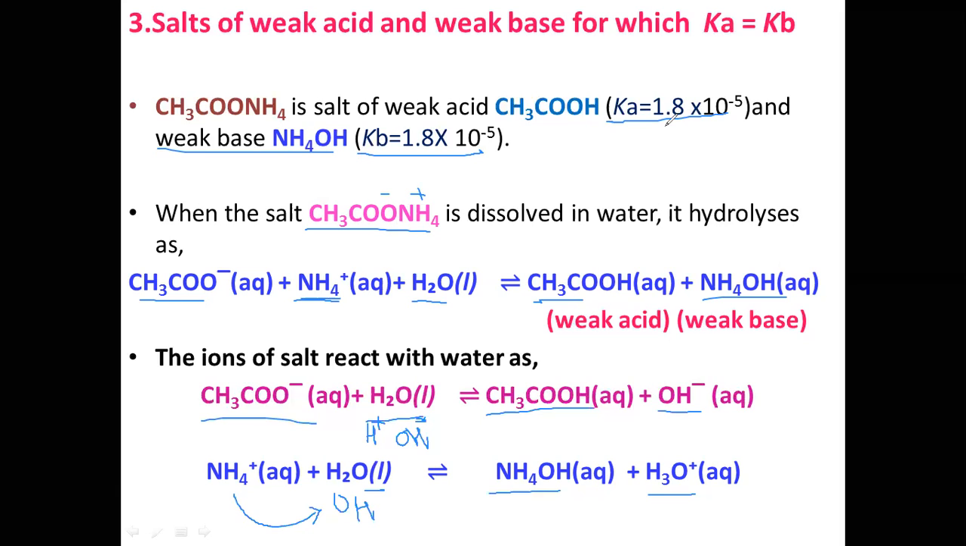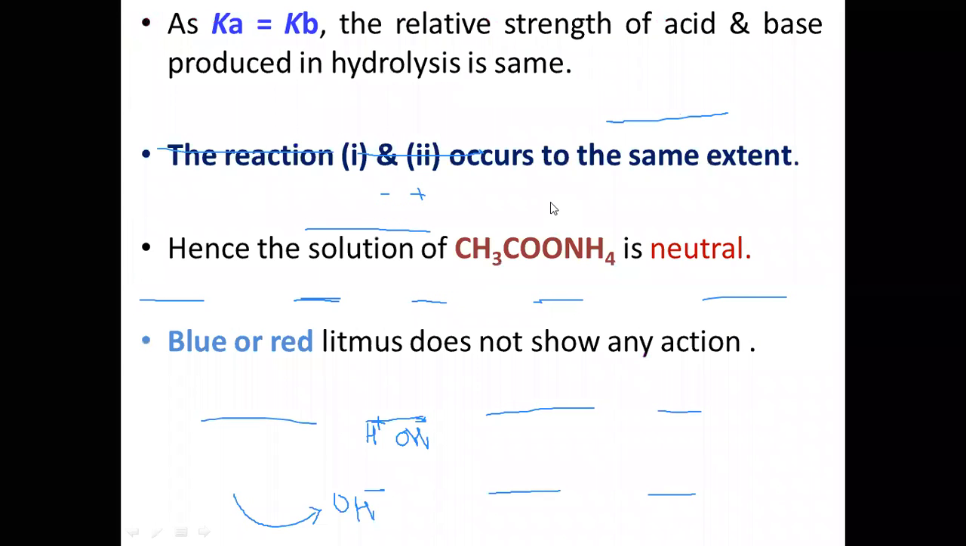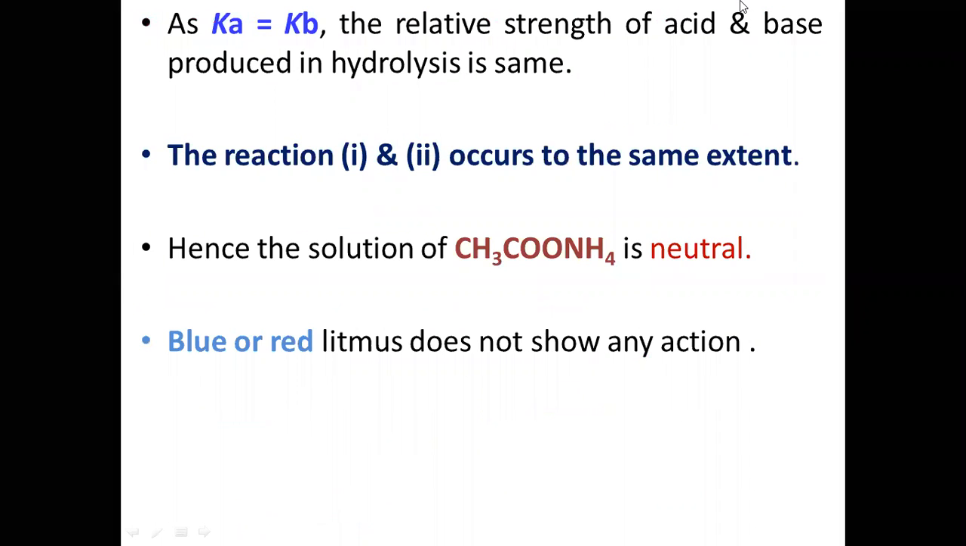No one is stronger, no one is weaker. So that means both hydrolyze in a similar manner and both produce OH minus ion and hydronium ions having the same concentration. Neither concentration is higher or lower. As many OH minus ions are produced, that many hydronium ions are produced. That means the concentration of both OH minus ion and hydronium ion are the same. So the nature becomes neutral.